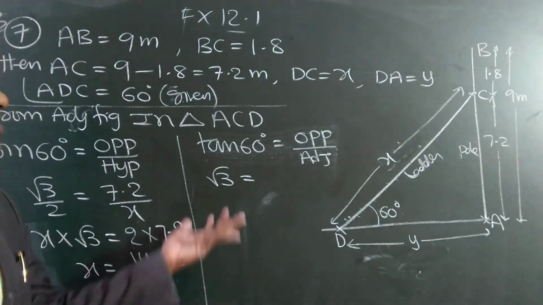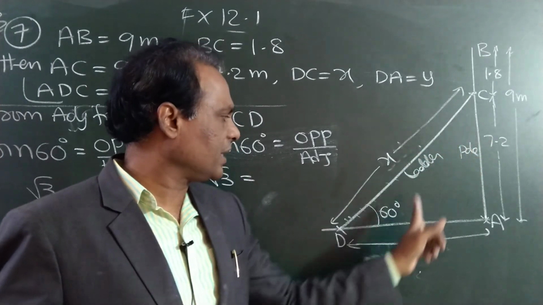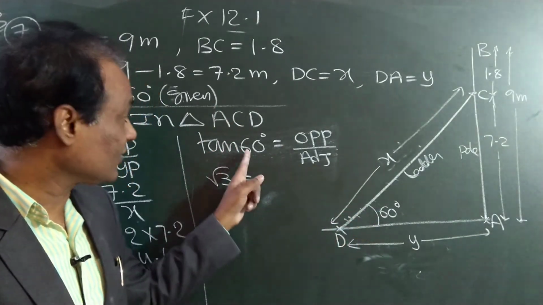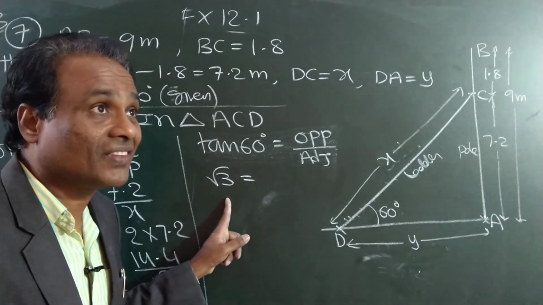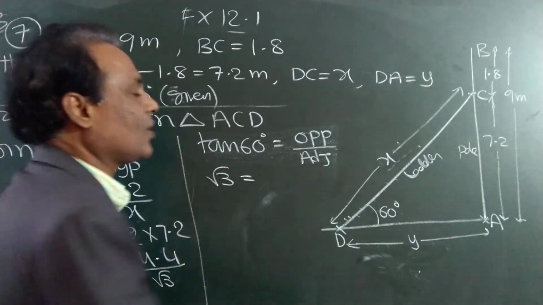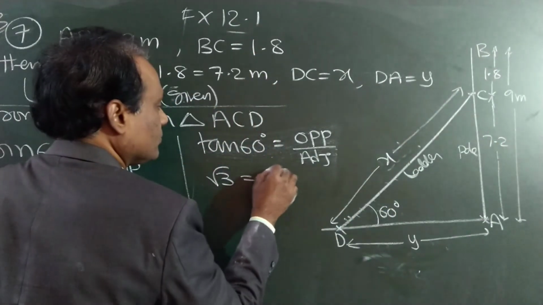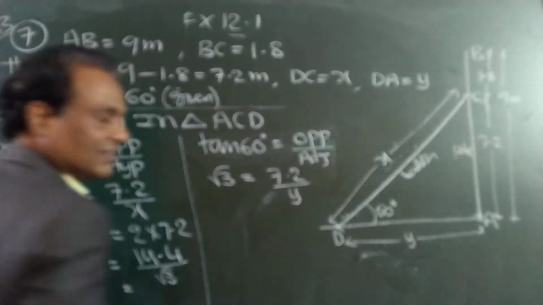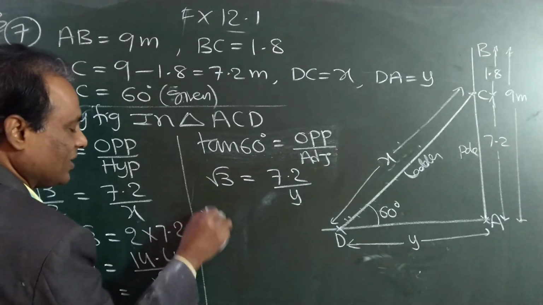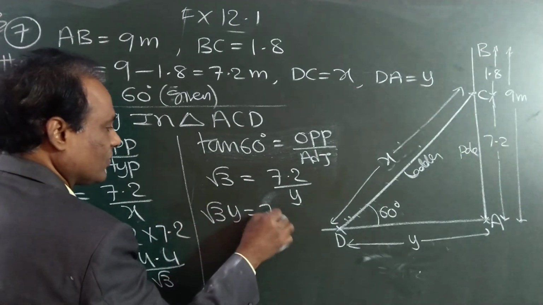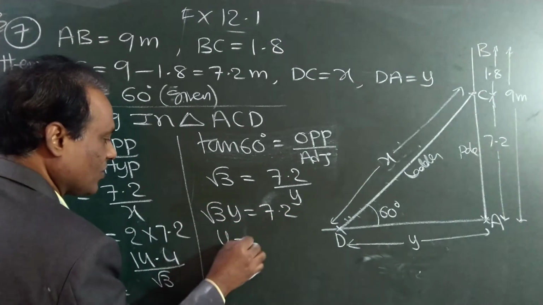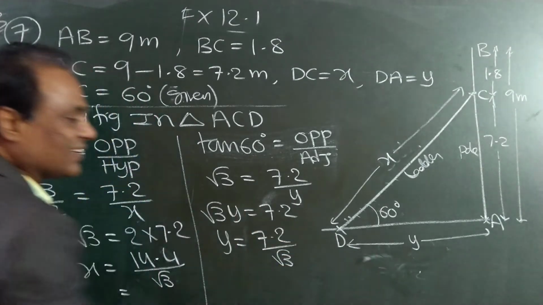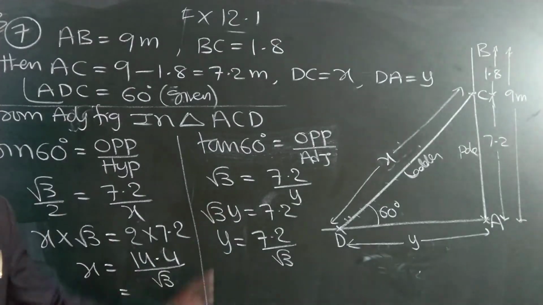So use tan. Tan is opposite by adjacent. Theta is 60. What is the tan 60 value? Root 3. Opposite is 7.2, adjacent is y. Cross multiply: root 3 y is equal to 7.2, so y is equal to 7.2 by root 3. This is the x value, this is the y value.